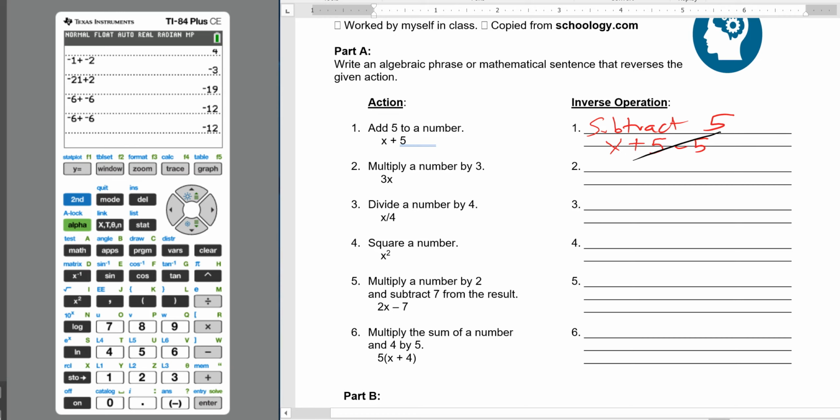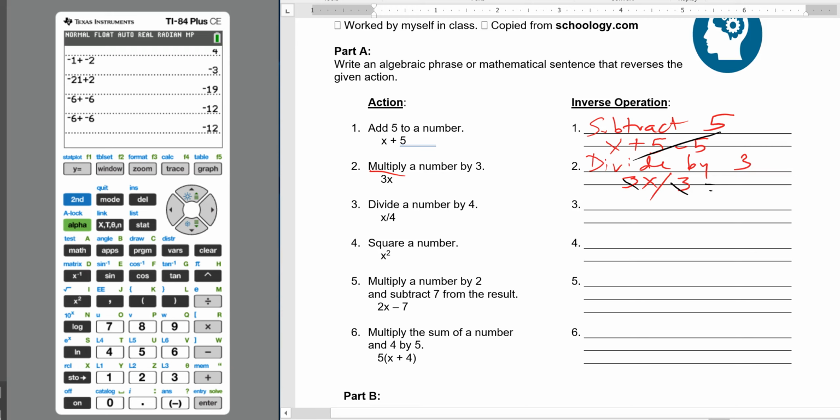Okay, multiply 3 by a number, the inverse operation is to divide by 3. So we have 3 times a number, and the inverse operation, what we want to do is divide by 3. And again, of course, the goal is that the 3's cancel so that we have x by itself.